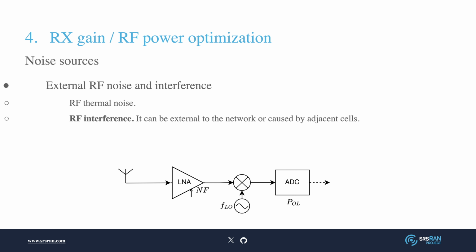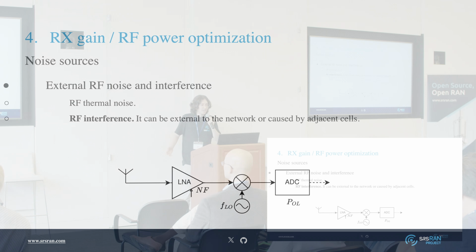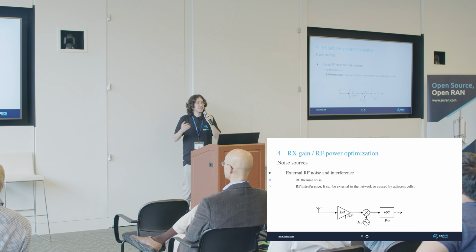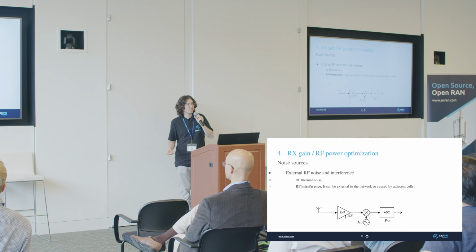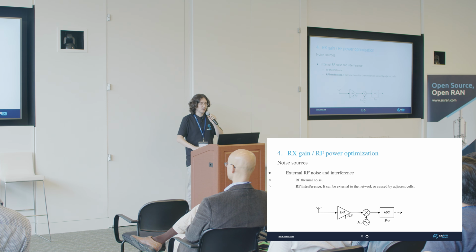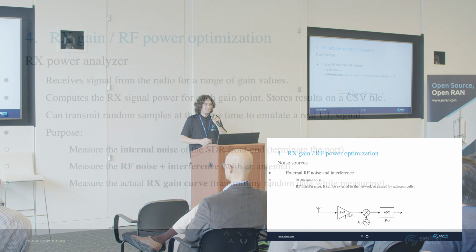Okay, and then for external RF noise, well, I have the thermal noise, which I can do absolutely nothing about, and then I have interference. And interference, if it doesn't come from our network, again, we can do very little about this. For the sake of the discussion, we are not going to get into multi-cell deployments. So we will assume that also we have no level of control about the RF interference.